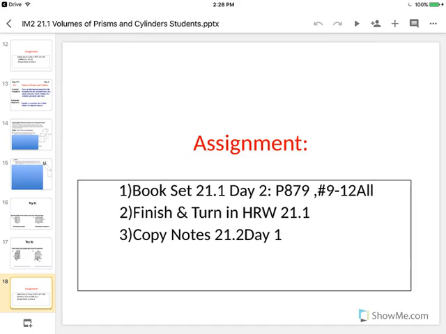That's the end of our notes for 21.1 Day 2. You have your book set assignment, and you are to finish up your HRW on 21.1 and copy the 21.2 Day 1 notes.